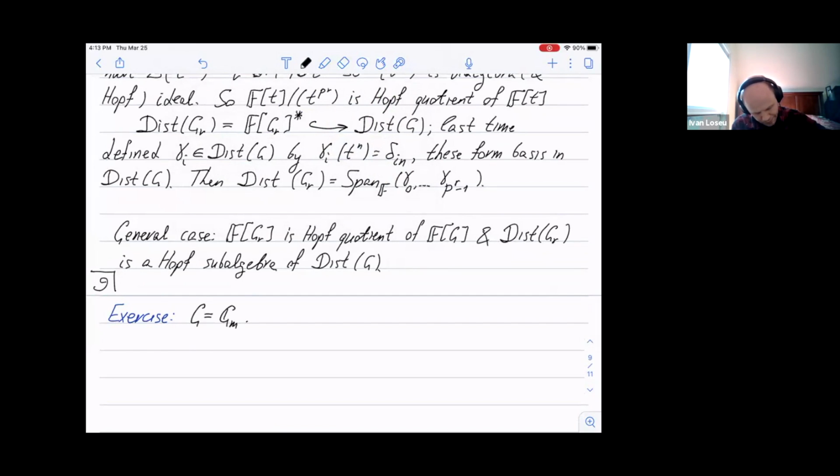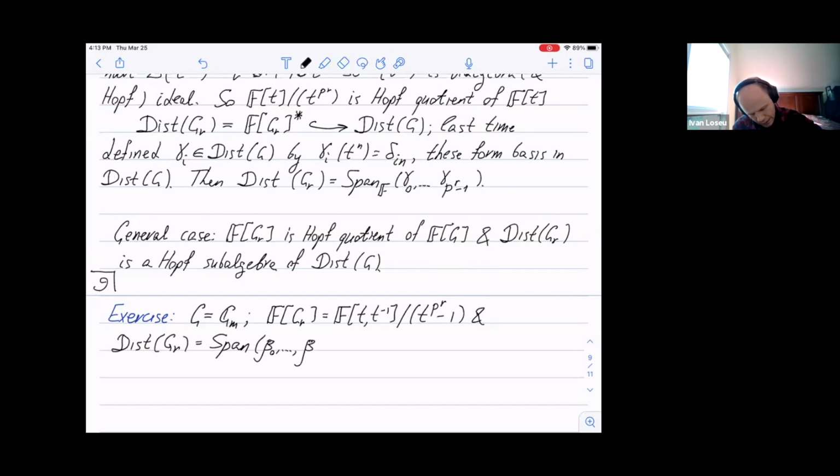Then, let's see, F of G_r is a quotient of the group algebra by the ideal generated by t to the power p^r minus 1. And the distribution algebra of our Frobenius kernel is spanned by the elements beta_0 to beta_{p^r minus 1}.